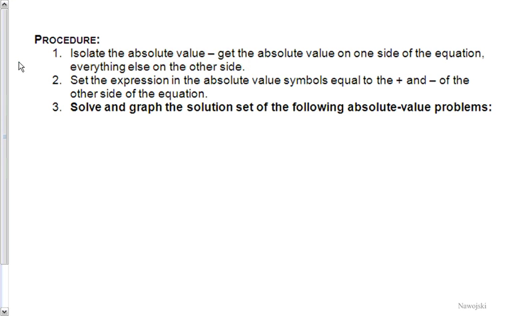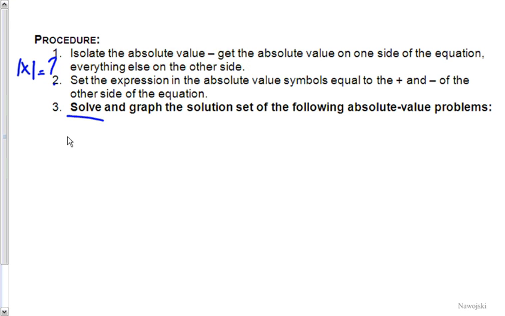You want it to look like the absolute value of x, or the absolute value of x plus 3, everything, it's just equal to something. Then after that, you set the expression in the absolute value to two separate things. You're going to have one or the other. It can be both of those. And then the third thing is solve. It might ask you to graph it, that's just put points or for inequalities.